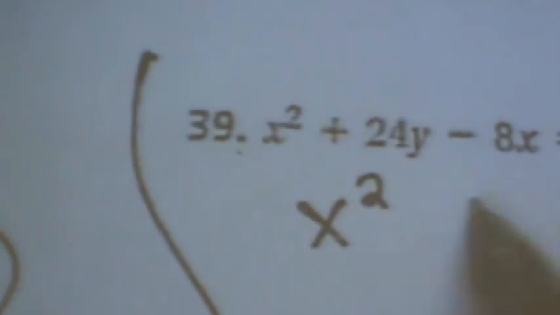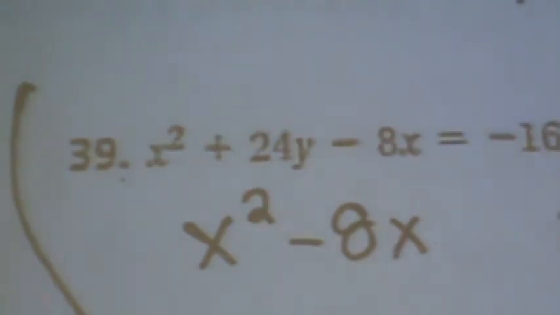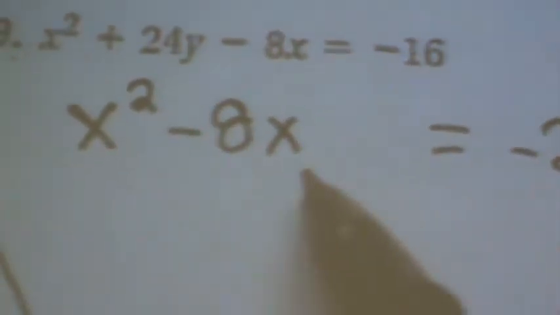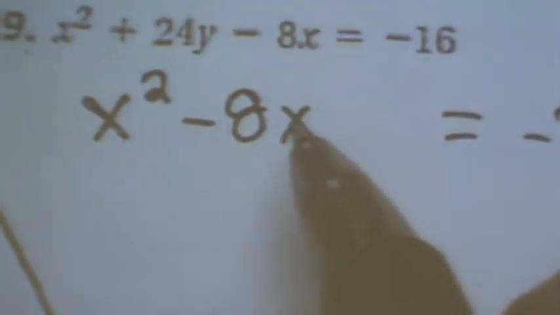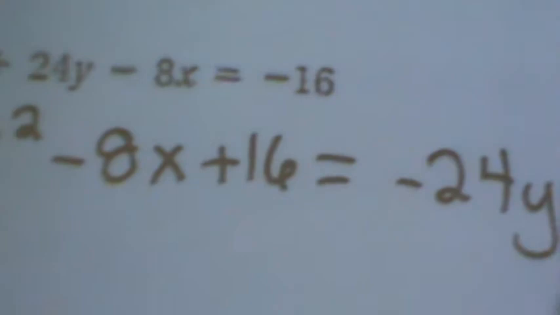Okay, what should you do? Get the x squared by itself. You wanna organize your x's, so let's do x squared minus 8x equals -24y minus 16. Did everyone see what I did? Now, I need to complete the square right here. How do I complete the square? What's half of -8? -4. And then you square it, you get 16.